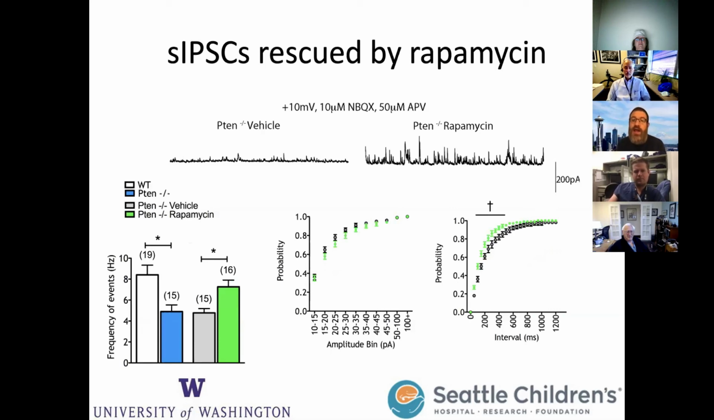So what you see up top is an example recording. The lower left-hand corner is just showing you that you lost inhibition in the PTEN knockouts, but then you regain it again when you rescue them with rapamycin. So clearly this is driven by changes in mTOR. And again, it's across a variety of GABAergic amplitudes and a variety of GABAergic inter-event intervals.